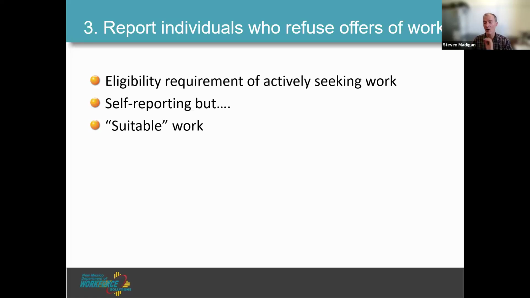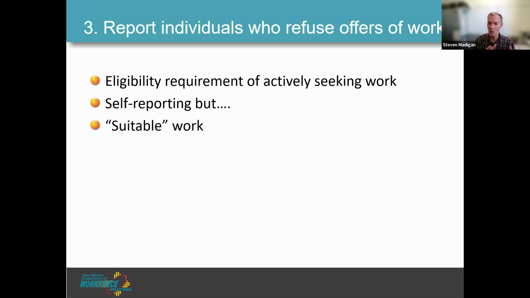Because you are aware of who you've made offers to and who's refused those offers, you do have the ability to report that to us. And it is of a tremendous help to the division, to the agency. And then obviously, if that could be done as soon as possible, then we can follow up on that. We can put a hold on the benefits for the individual while we investigate whether or not the work was suitable. So New Mexico law allows us to, requires us to investigate it.